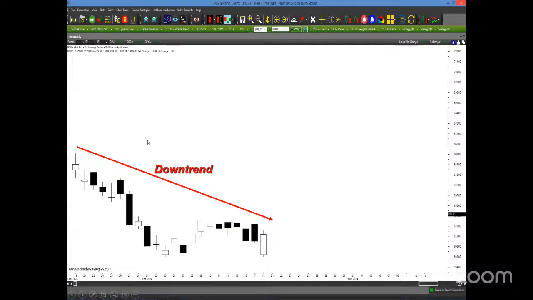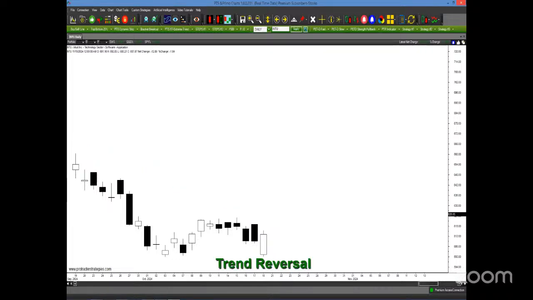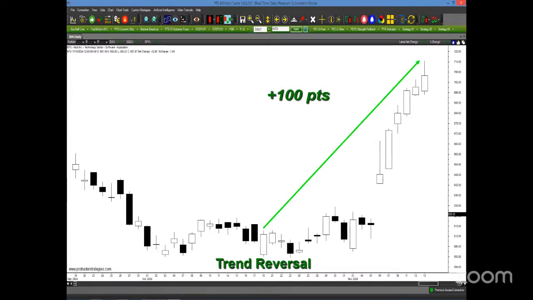Here's an older chart of INTU. As we can see, we're in a current downtrend at this time that this snapshot was taken. Well, this new tool actually identified a trend reversal right here at the low of this bar. And as you can see, it had a nice reversal to the upside. In fact, 100 points that you could have captured or at least traded in that direction.